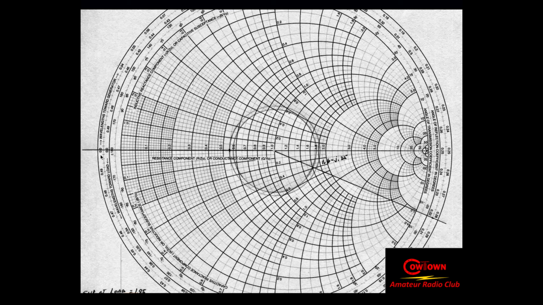Now I know that I've got 0.282 wavelengths of coax that I've got to go around. But now I'm starting at the load. So I want to get on the toward the generator scale and go over to 0.282 on the toward generator scale. So I'm going all the way around here to this point, 0.282. And then I'm going to draw a line from that point through to prime 0.